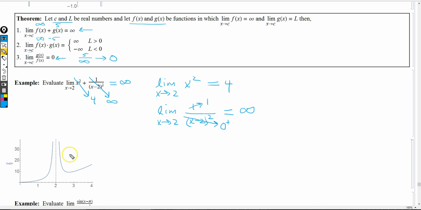Down here is the graph of what the function looks like. Notice that as we approach 2 from the left or from the right, the function does indeed break up to positive infinity on the left and positive infinity on the right. So the full limit is positive infinity for this particular function, and that's what the graph indicates. Let's take a look at this one.